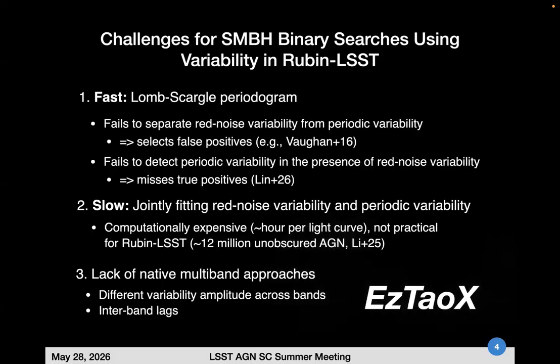And here is where EzTao comes in. Let me play this again. I like this. EzTao came out of the Canadian in-kind contribution. The goal of this software is to use Gaussian processes to fit a multi-band AGN light curve to simultaneously infer the PSD of the variability and also measure the interband lags. Also in a very scalable way.